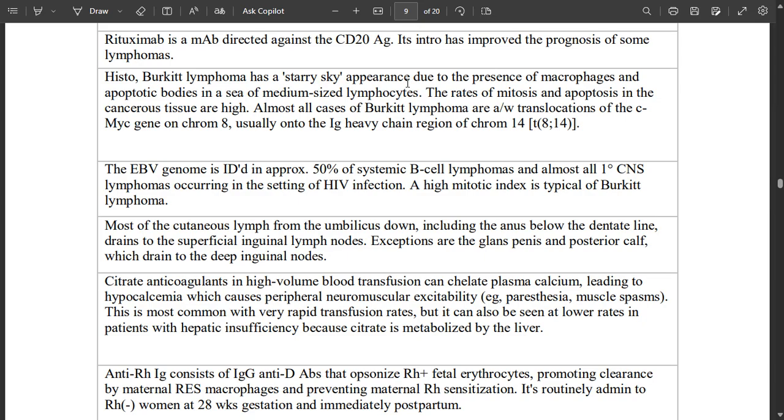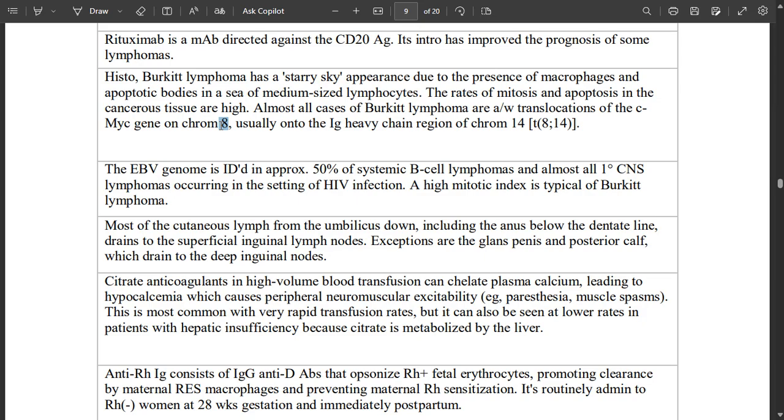Almost all cases of Burkitt's lymphoma are associated with translocation of the MYC gene. Burkitt's lymphoma starts with B. After B in the alphabet, there's C. So C, MYC gene on chromosome number 8. So MYC, C. You can make a C out of the 8.